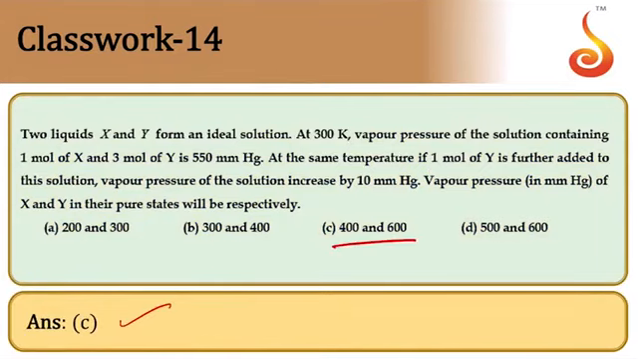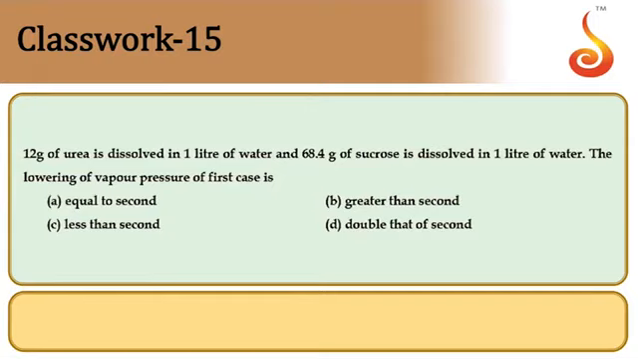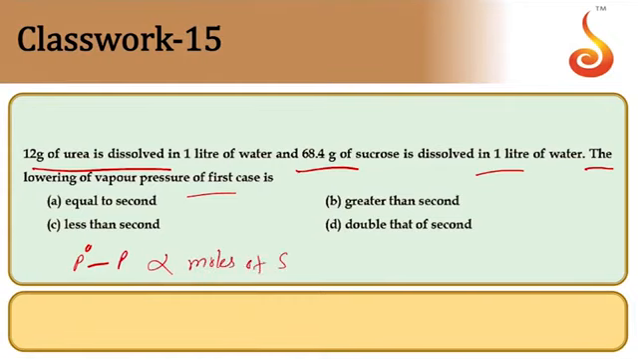Then next one. 12 grams of urea dissolved in 1 liter, 68.4 grams of sucrose dissolved in 1 liter. The lowering of vapor pressure in the first case, lowering of pressure meaning P0 minus P, value depends upon the amount of solid added. That is the number of moles which you are adding there. So more the moles you add, more the lowering takes place.